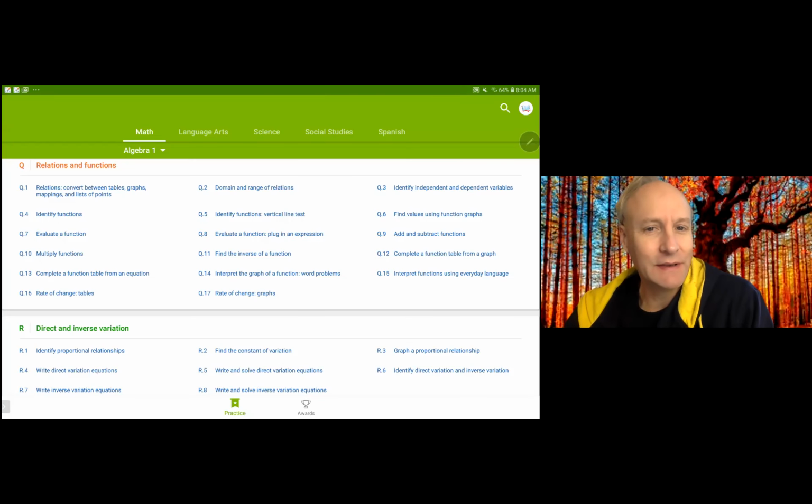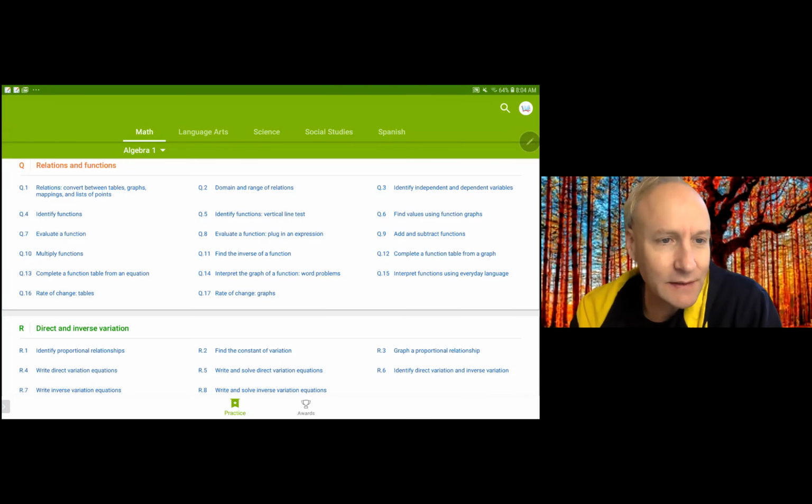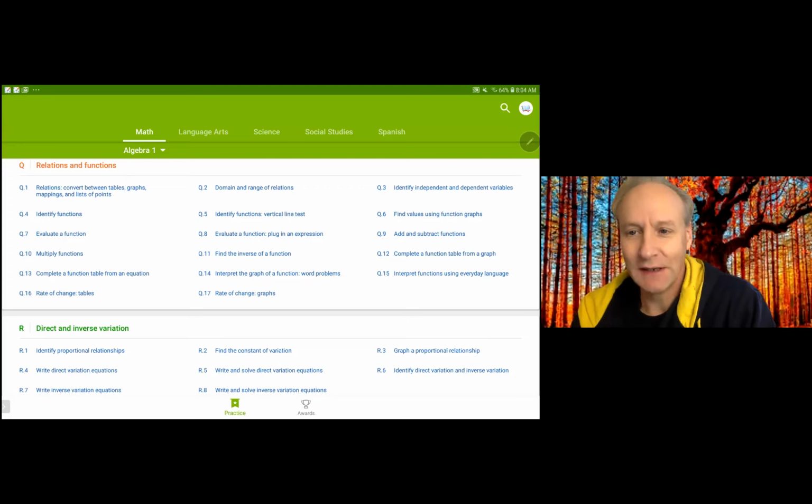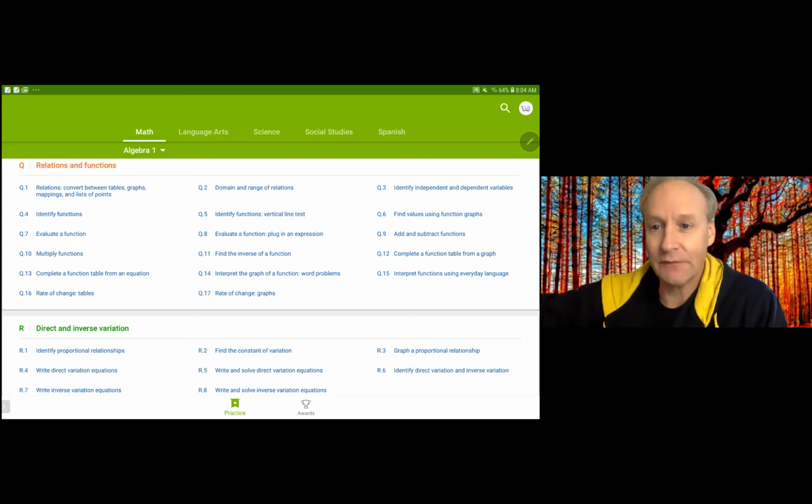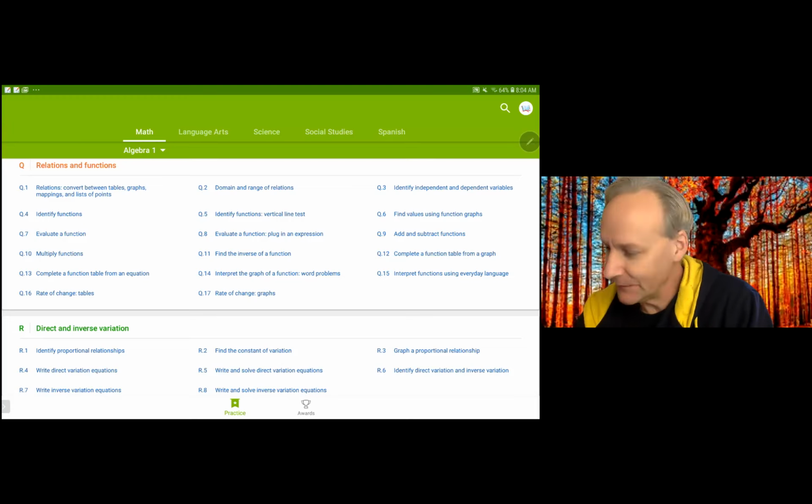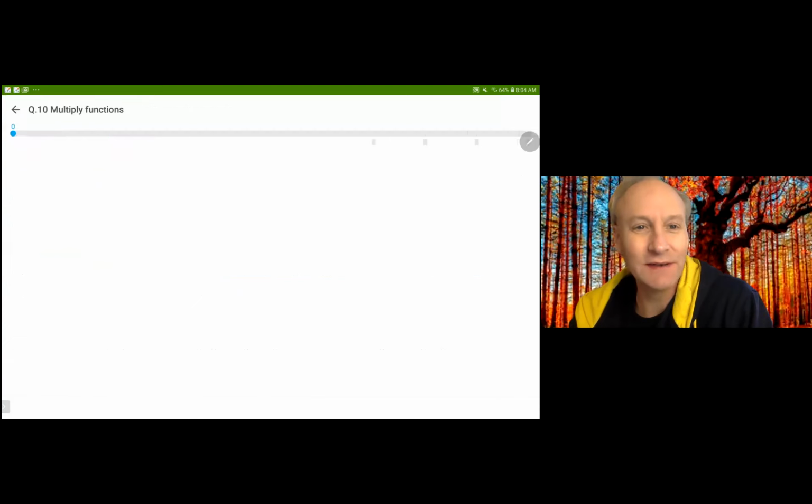Hi, everybody. We're doing Q10, which is multiplying functions. I am assuming that they're not going to give us a lot of multiplying of polynomials, but we'll see. I took a look at one of them and it looked pretty straightforward, so we'll take a look and see.